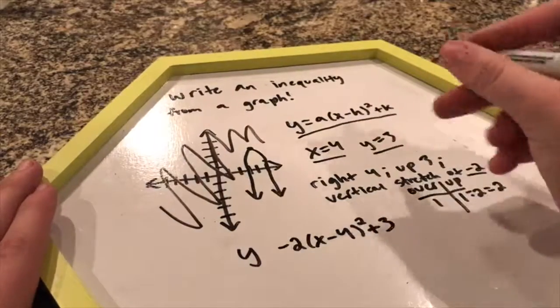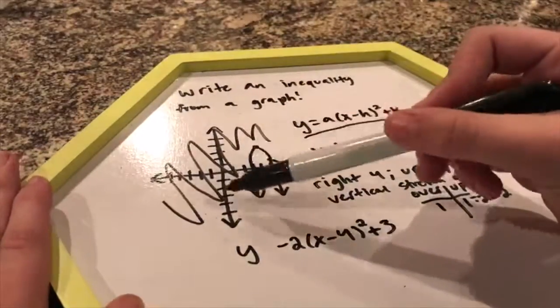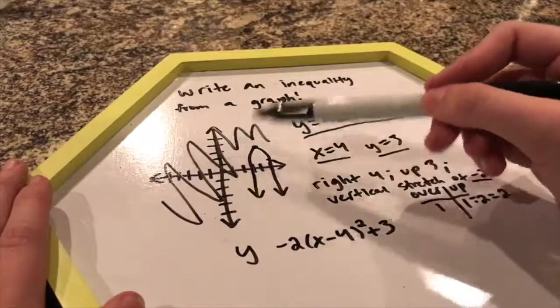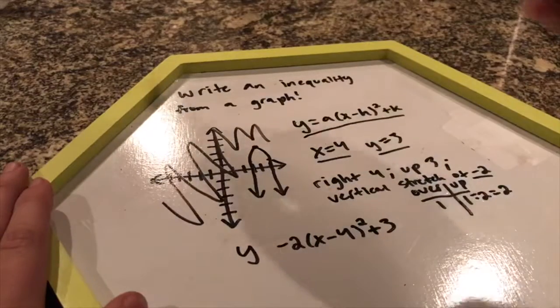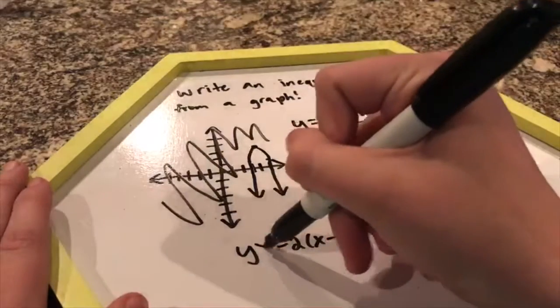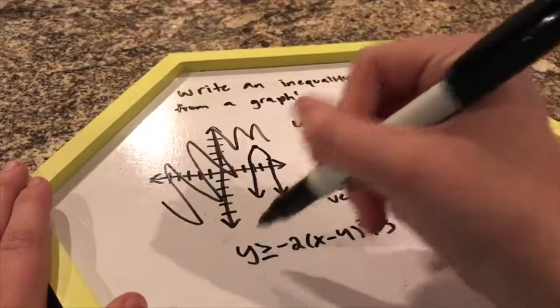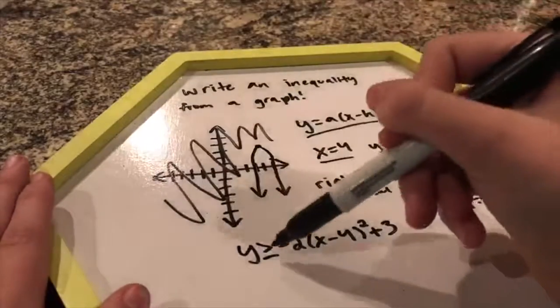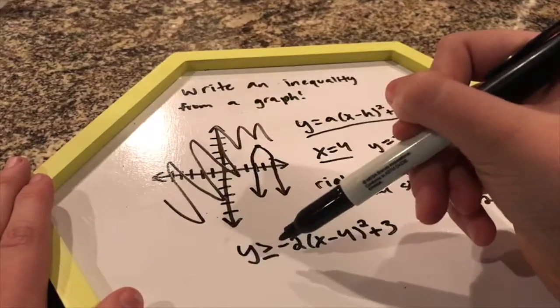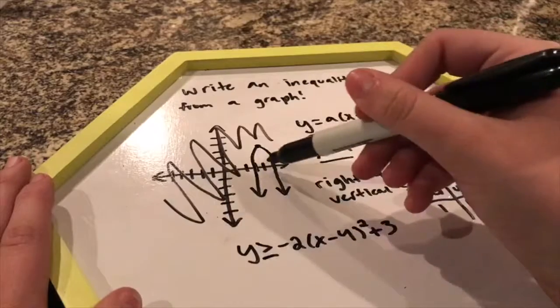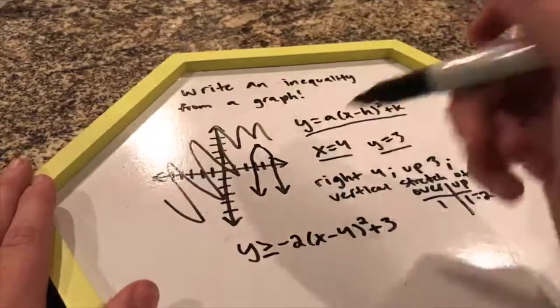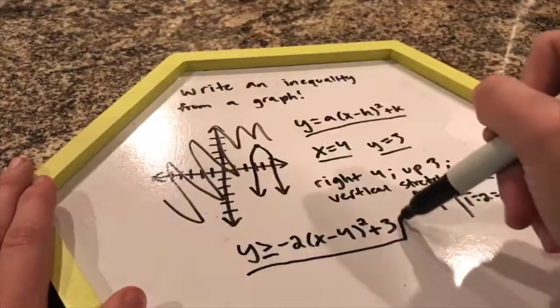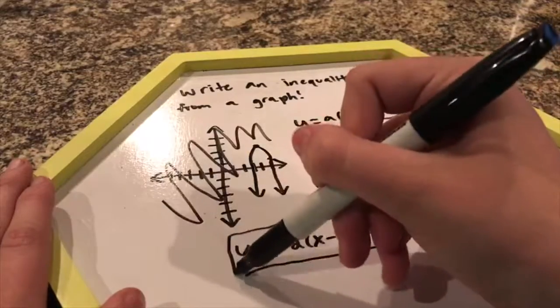So you're doing +3. And then also, because you're shading above, you're going to have your y value be greater than your line because you're shading above your parabola. And it's also going to be greater than or equal to, because you have a solid line here. And this is your final answer.